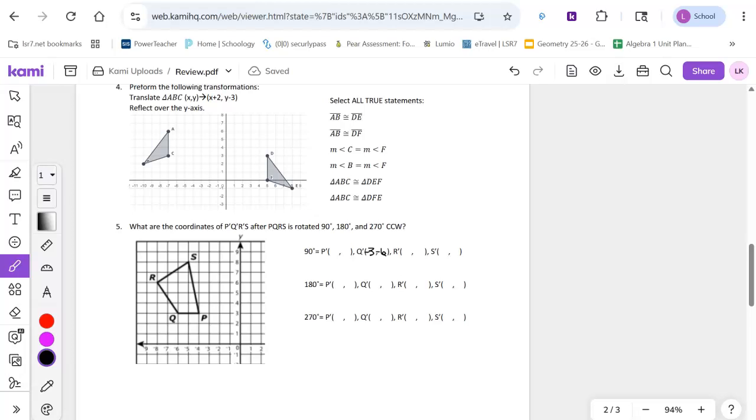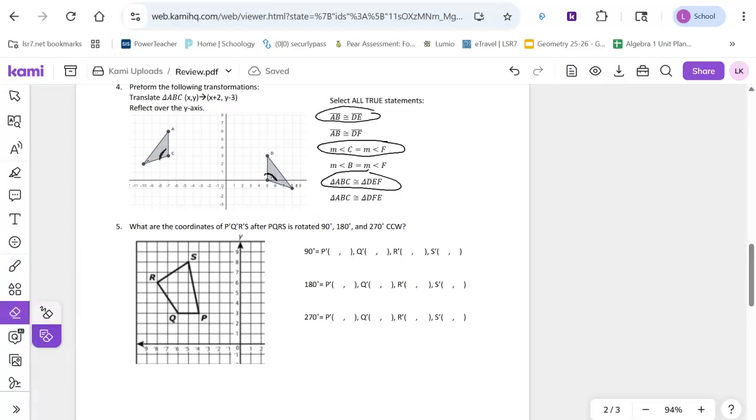AB is congruent to DE. That is true. AB and DF are not congruent. Measure of angle A, measure of angle F, that's congruent. And then triangle ABC and triangle DEF.